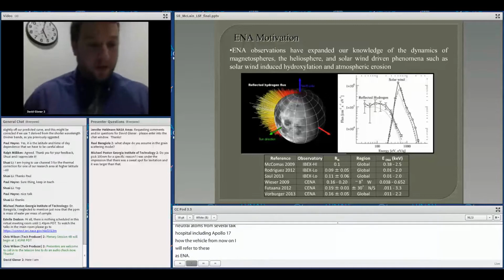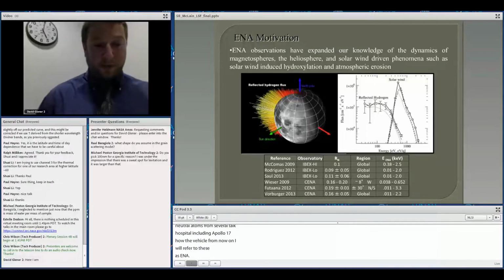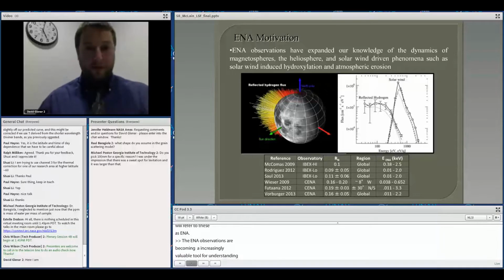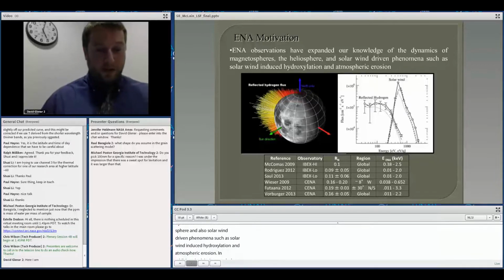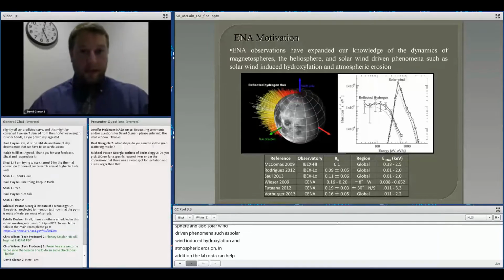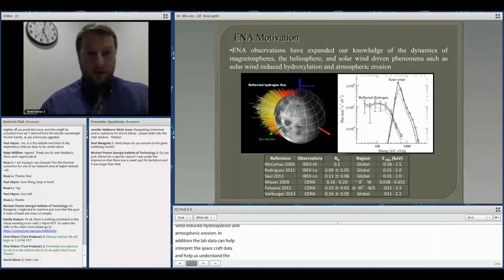So ENA observations are becoming an increasingly valuable tool for understanding magnetospheric dynamics and also the heliosphere, as well as solar wind-driven phenomena such as solar wind-induced hydroxylation and atmosphere erosion. In addition, these lab data can help interpret the spacecraft data and in general help us understand the fate of the solar wind hydrogen.